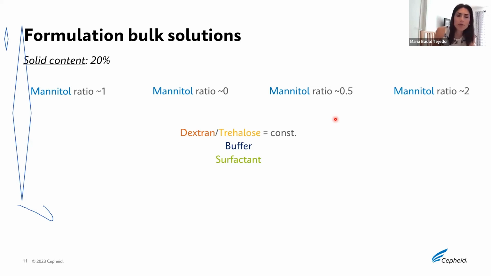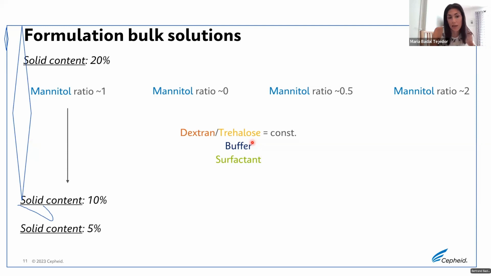All the other components were kept constant, so the amount of buffer and surfactant was constant for all the formulations, and we varied the amount of dextran and trehalose in the formulation to match the percentage with the mannitol ratio, but the ratio between dextran and trehalose was kept constant. Then the behavior of lower solid content formulations was also investigated, but in the case of a mannitol ratio of 1.